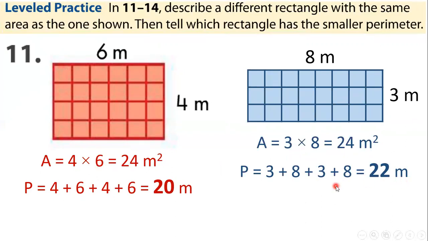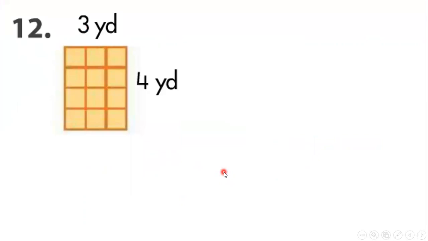Which rectangle has the smaller perimeter? Yes, the first one, because 20 is smaller than 22. Question 12. I need to find the area of this rectangle. 4 multiplies 3 equals 12 square yards.